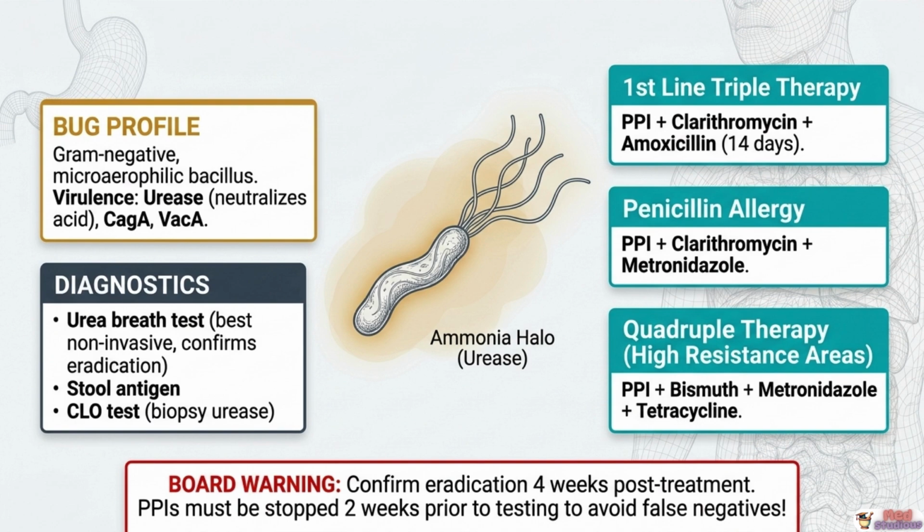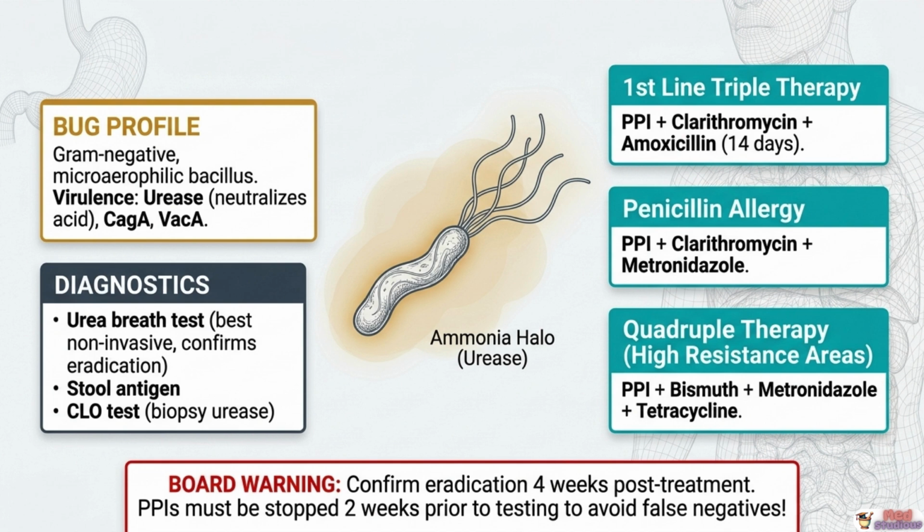H. pylori deserves its own deep dive because it is, by volume, the single most exam-relevant organism in all of gastroenterology. It's a gram-negative, microaerophilic spiral bacillus that survives the stomach's brutal acidity through urease production, which generates a protective ammonia cloud around the bacterium while simultaneously damaging the surrounding mucosa. Its two key virulence factors, CagA and VacA, increase the risk not just of ulcers, but of gastric adenocarcinoma, and notably gastric MALT lymphoma, a lymphoma that can actually regress with eradication therapy alone, a fact examiners love.